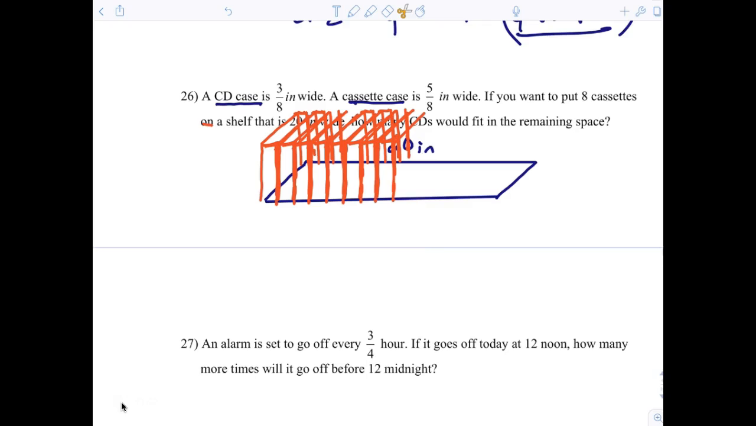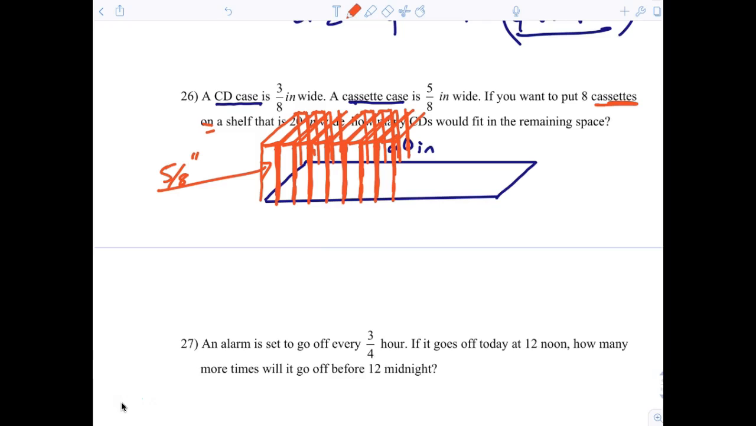And how wide is each one? If you want to put 8 cassettes, each cassette is how much? 5/8. So this right here represents 5/8 of an inch. Do you agree with me? So now, how many inches have I taken up on the shelf?